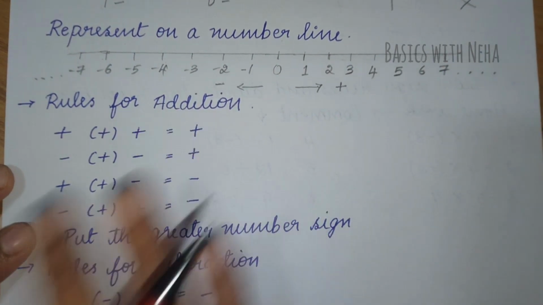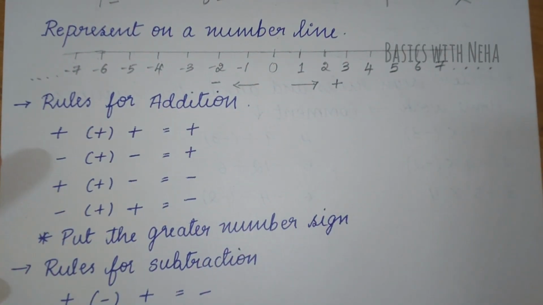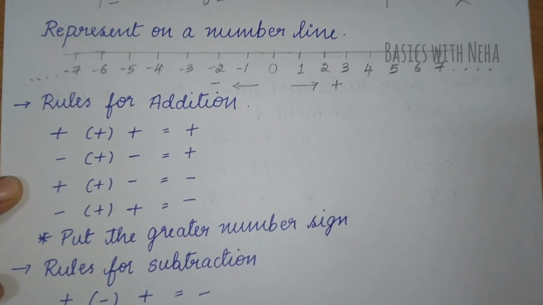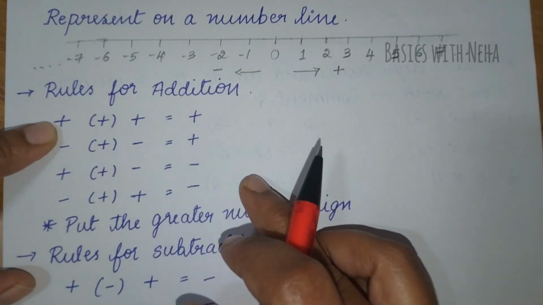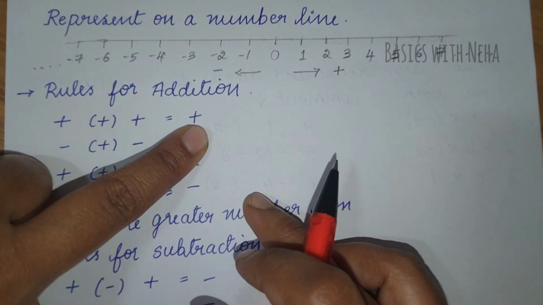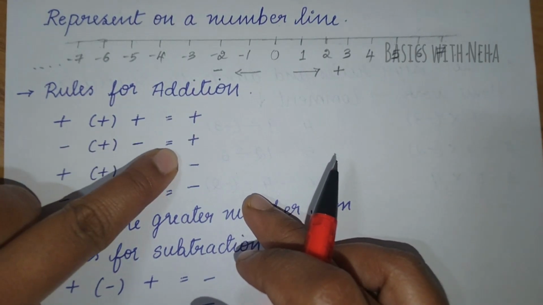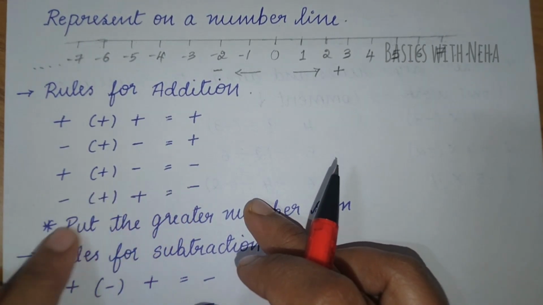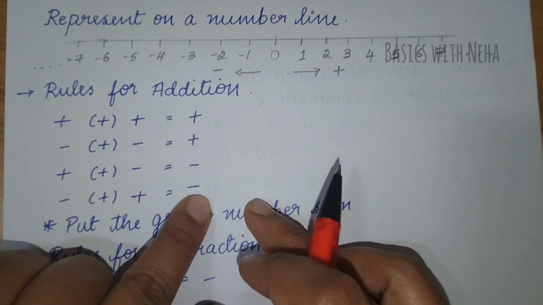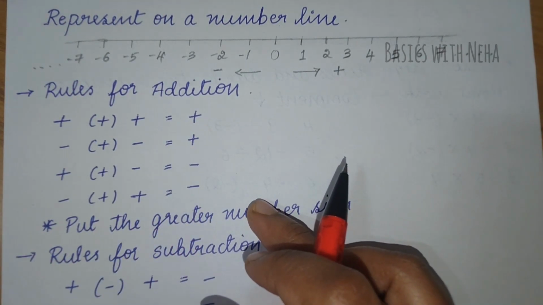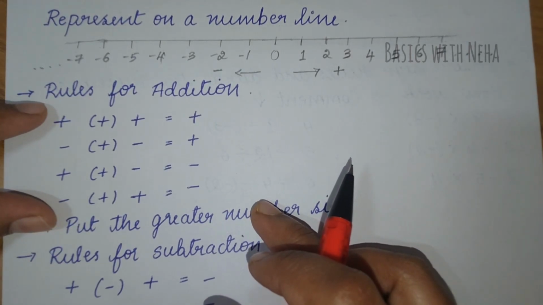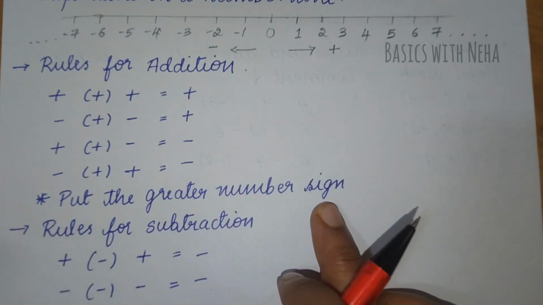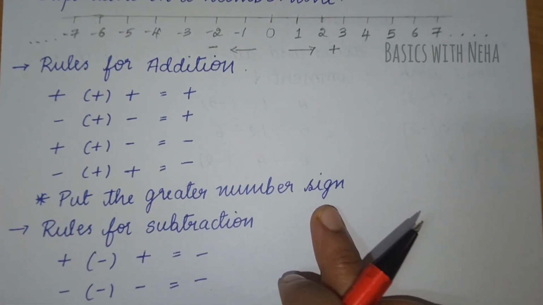Now, let's understand the rules for addition. It is very important that we know the rules for adding any two integers. For example, plus plus plus equals plus, minus plus minus equals plus, plus plus minus equals minus, minus plus plus equals minus. Don't think too much about these rules. There is just one point you should remember: put the sign of the greater number. That's all, and the logic is very simple.